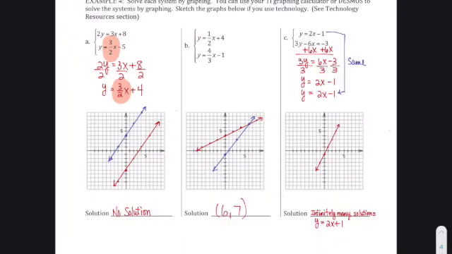Example number 4, letter A is no solution because two lines are parallel. Letter B has one solution. They cross at 6, 7. Letter C, when you move everything around, you will find they are the same, 2x minus 1 is the equation. So therefore, they are the same exact line.